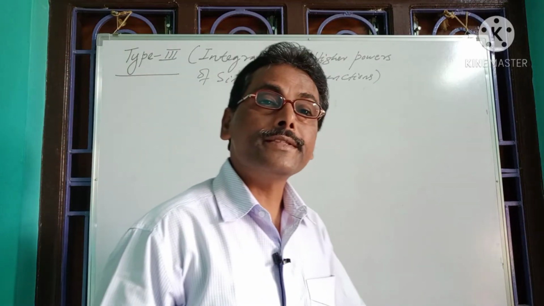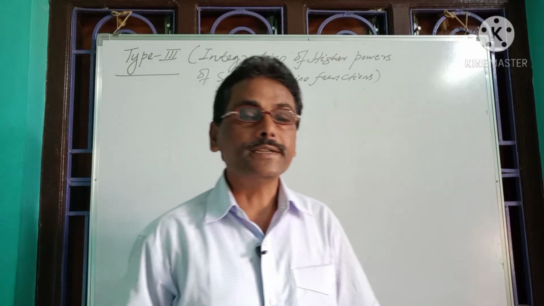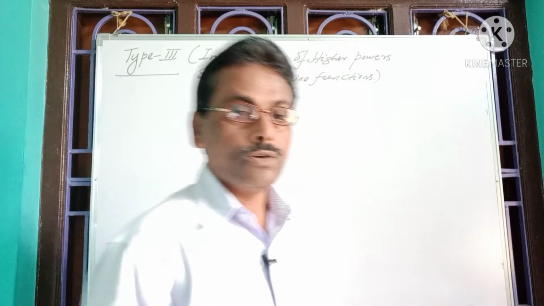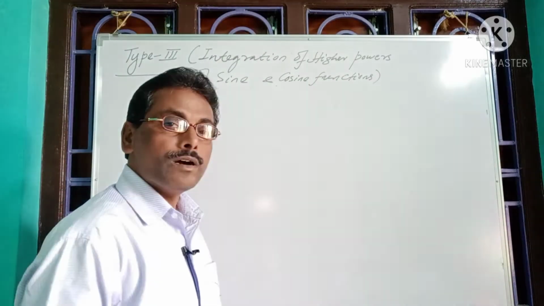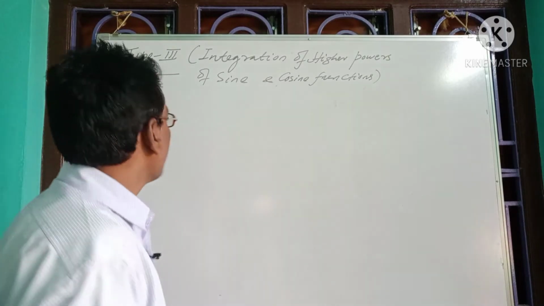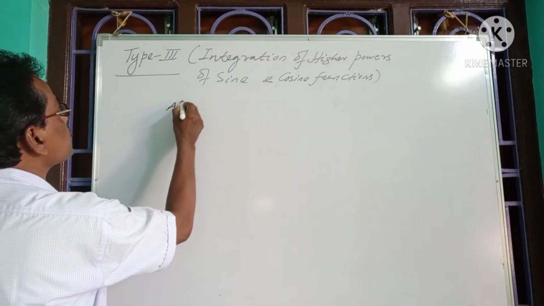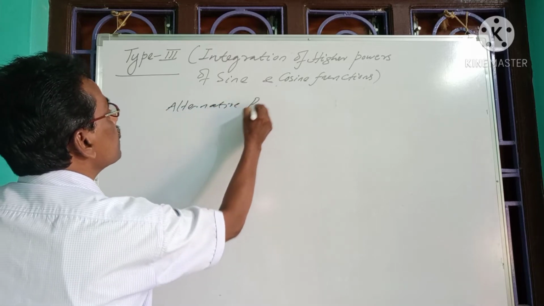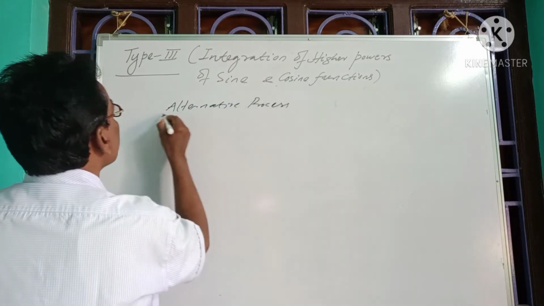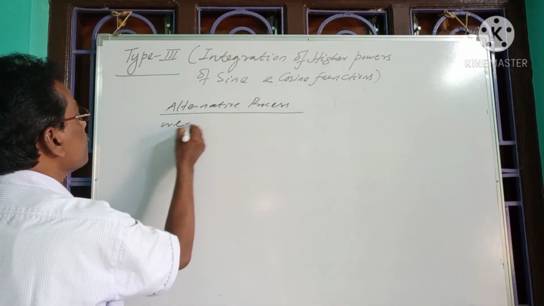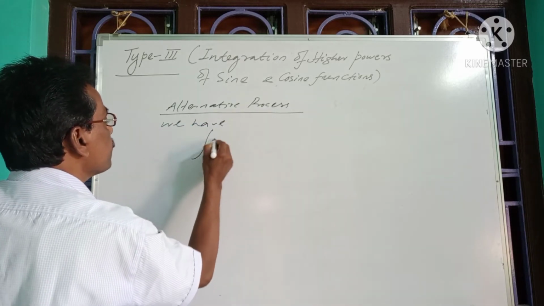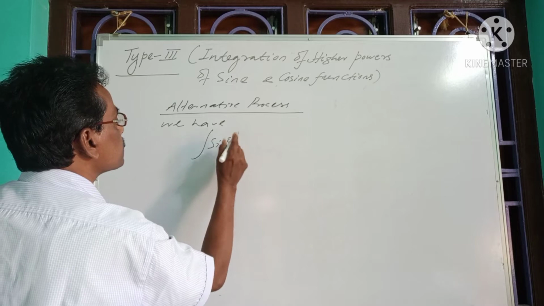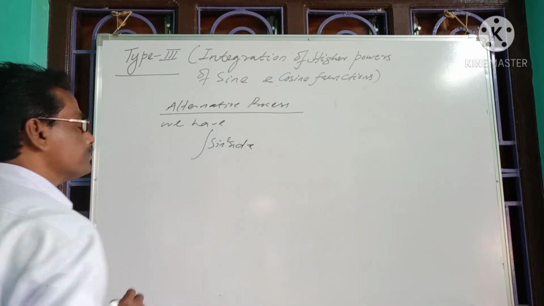Let us again see that sin square x can be integrated by using the alternative process, which we have already applied in the previous type 1. So let us use the alternative process to integrate sin square x. So we have the integration of sin square x with respect to x.